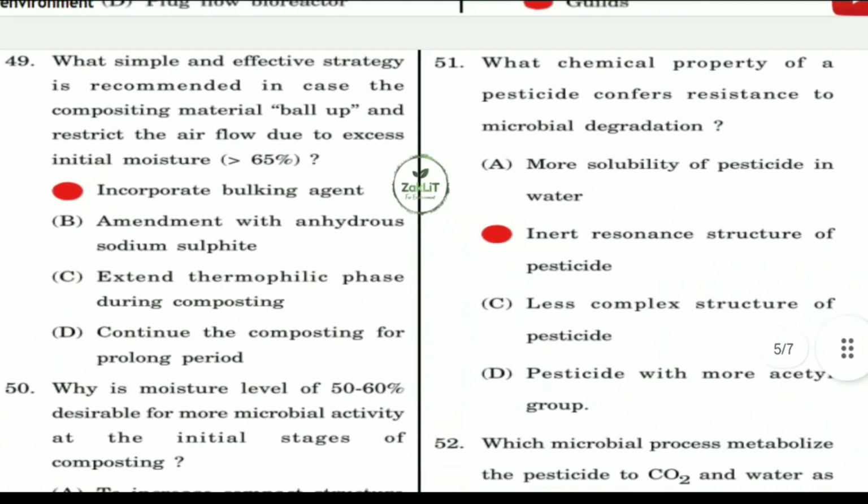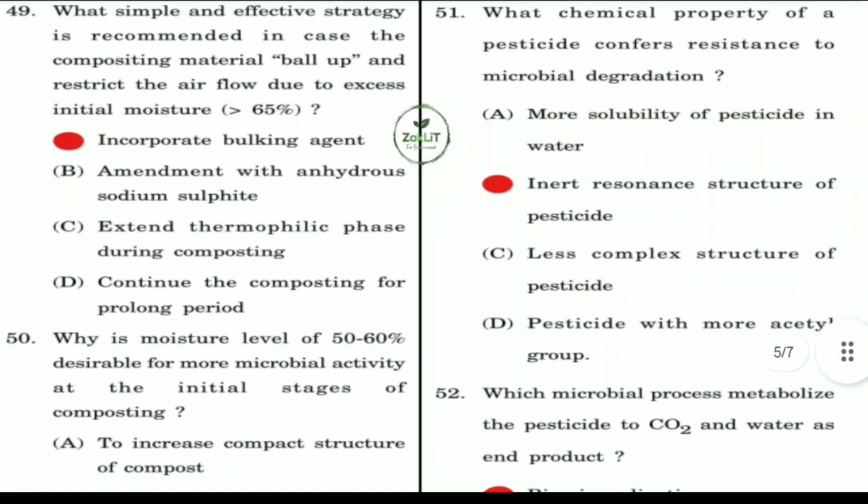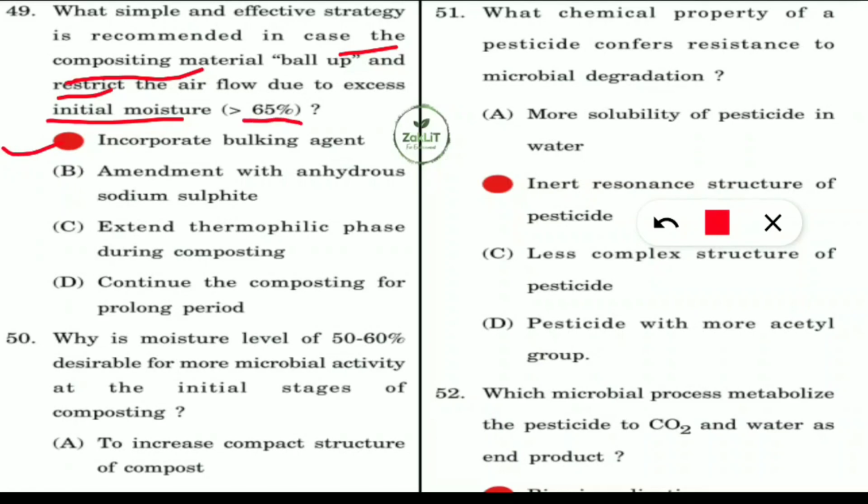Let's move on to the next set of questions. Next questions on your screen. So the next question is, what simple and effective strategy is recommended in case the composting material balls up and restricts the airflow due to excess initial moisture? Option A is correct for this question. If there is more than 65% moisture, then we should go for incorporating a bulking agent.